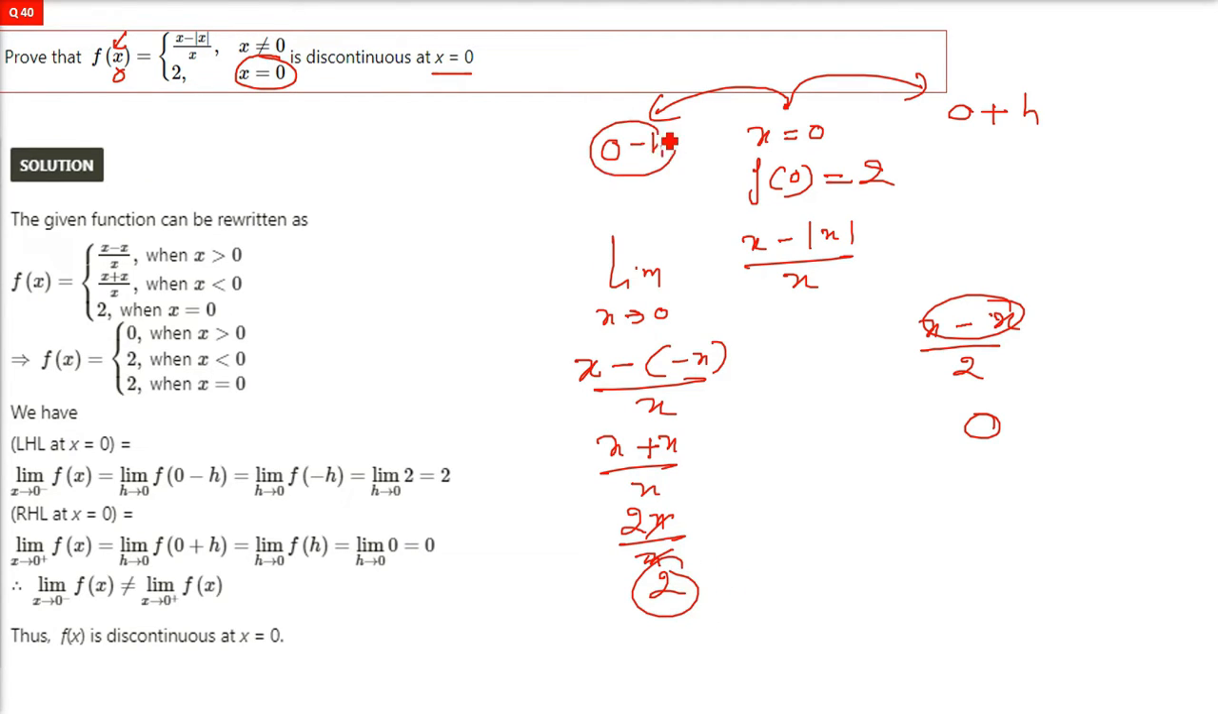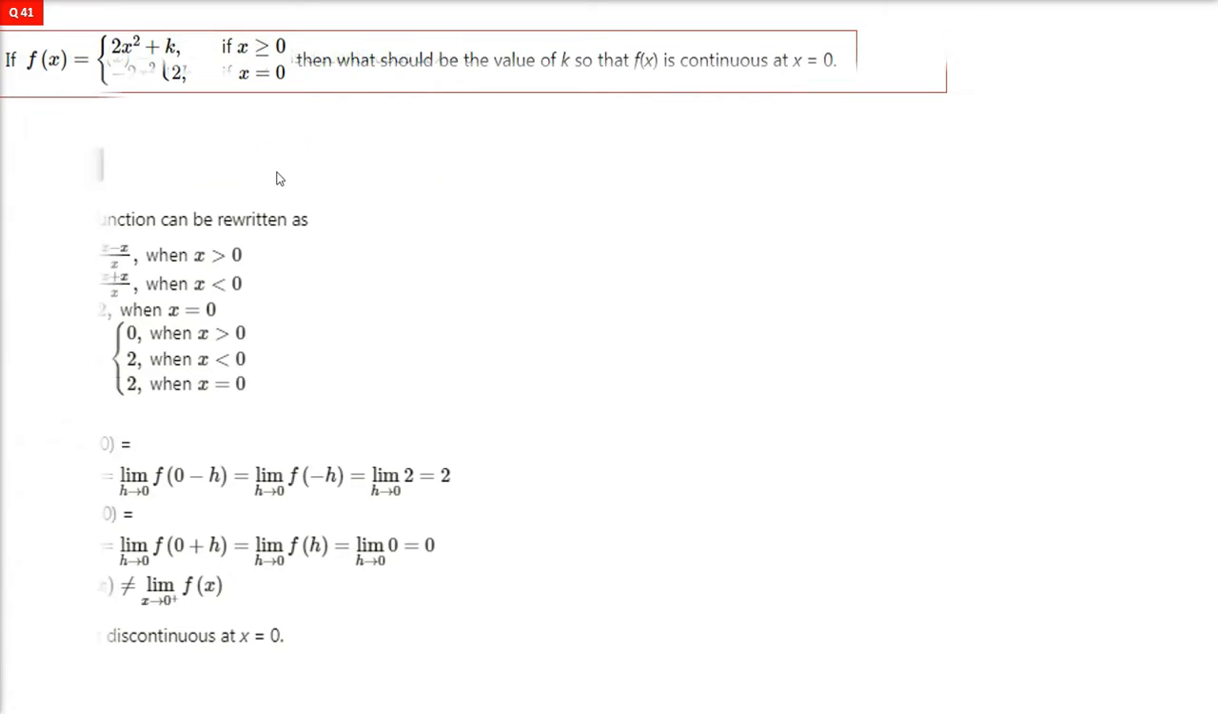So even if you apply limit, what will happen? Nothing will happen, because it is constant coming. The left hand limit is 2, right hand limit is 0. They are not equal. So you don't have to check for any other thing, because this is discontinuous at x equals 0.